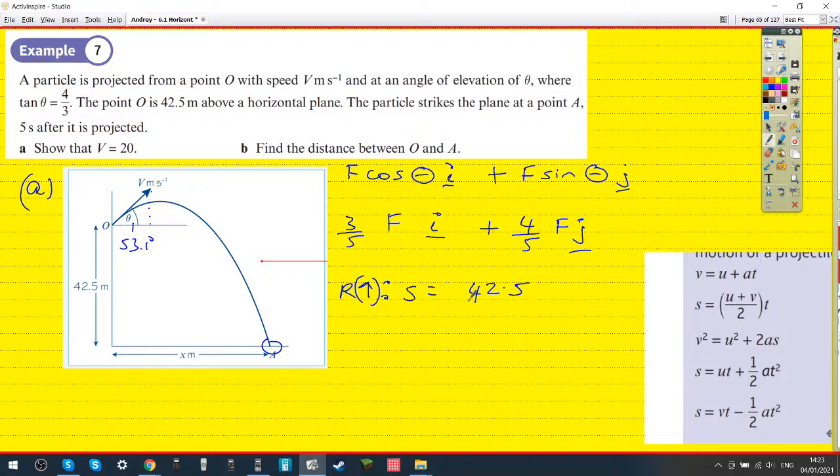Minus, because it's down here. Minus 42.5. Okay. And so now T is 5. You're right. A is minus 9.8. Yeah.